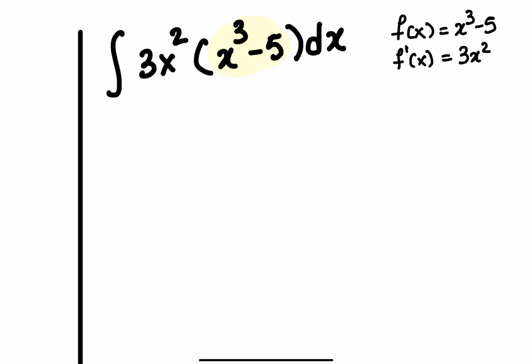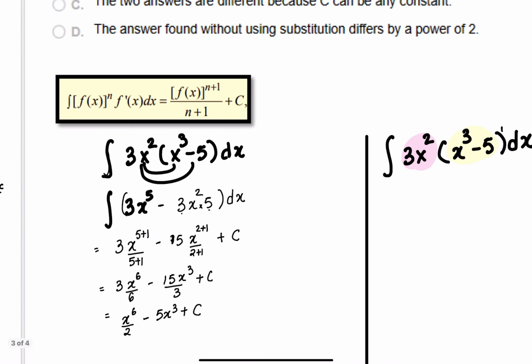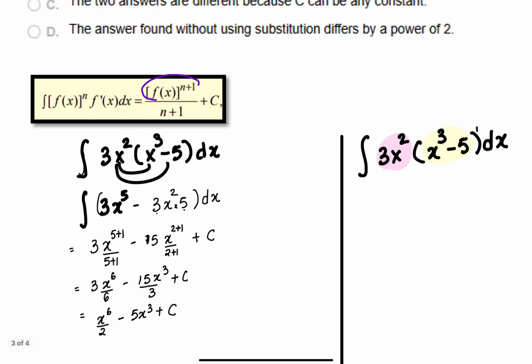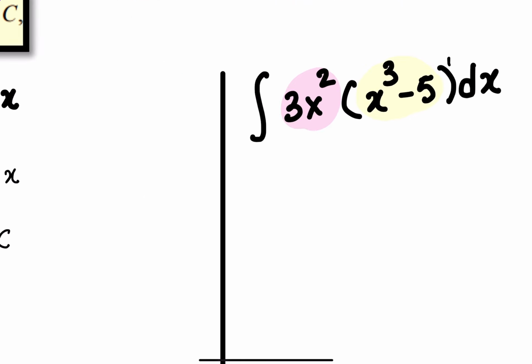3x squared. Wait a minute, I have the derivative in here. So when I have the derivative, how do I take this? This is to the power 1. Remember, what is the integral of x dx? The integral of x is x^(1+1) over 1+1 plus c. And that's exactly the formula you're going to use: f of x to the power n plus 1, over n plus 1, plus c.